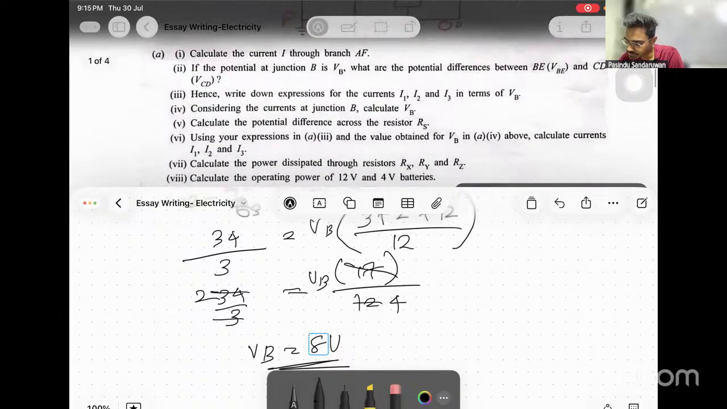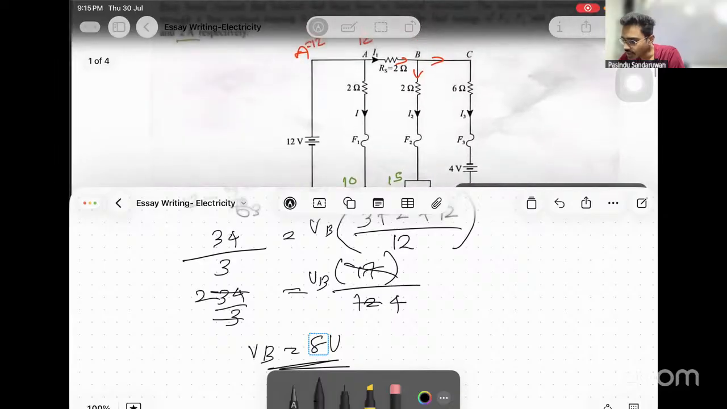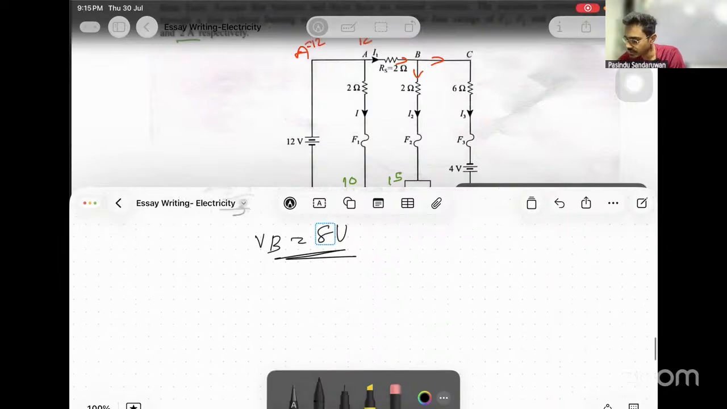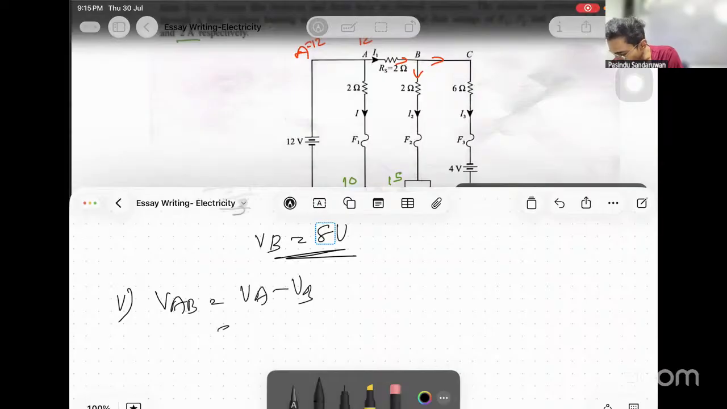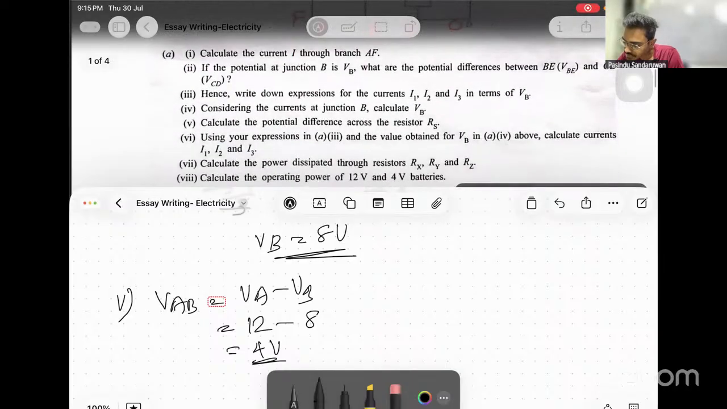5. Calculate the potential difference across the resistor Rs. Then that is VAB, no? VA is known. Then VAB equals VA minus VB. VA was 12. VB is 8. Then the potential difference is 4 volts. Right? That's a normal one.